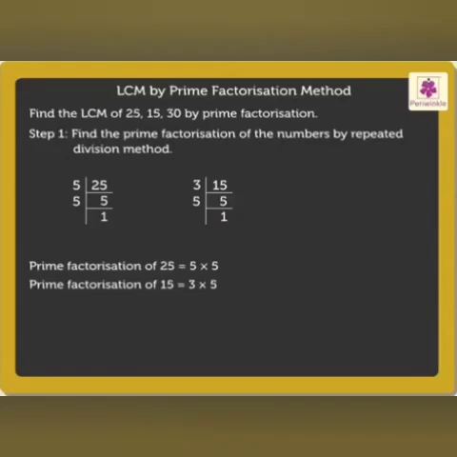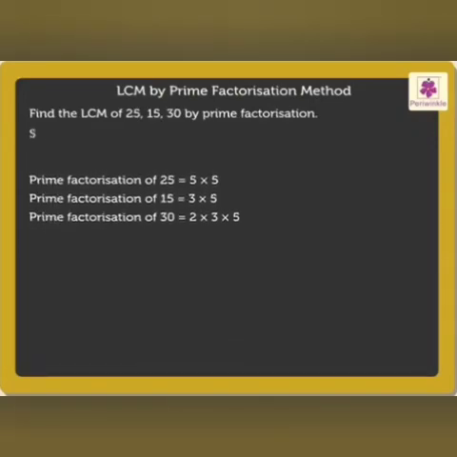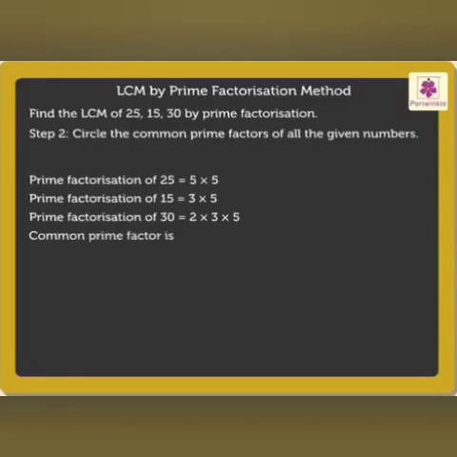Similarly, we find the prime factorization of the last number 30. We write the prime factorization of 30 as 2 into 3 into 5. Step 2. Circle the common prime factors of all the given numbers. Here, the common prime factor is 5.